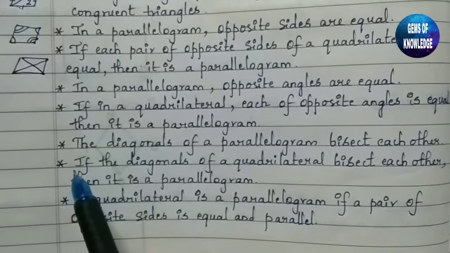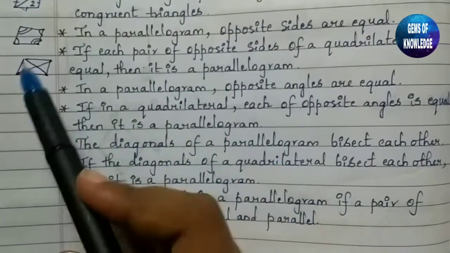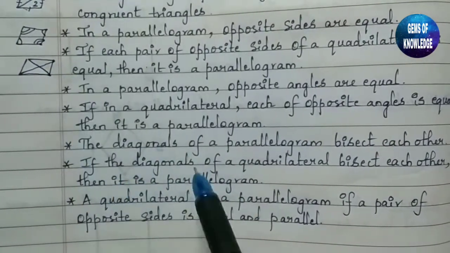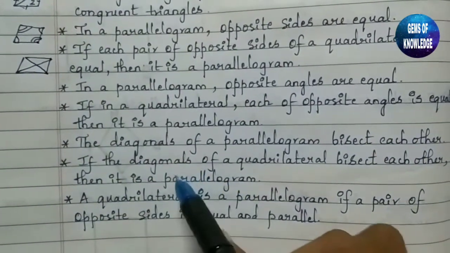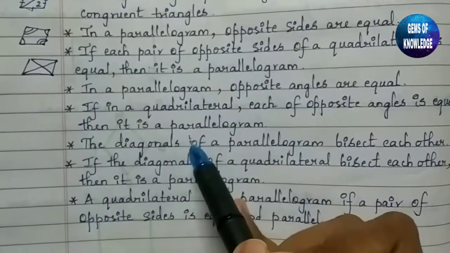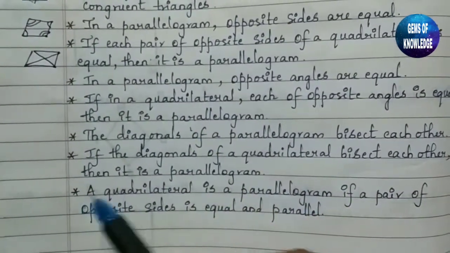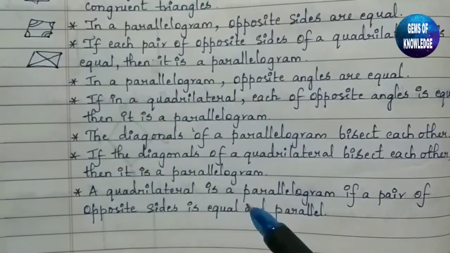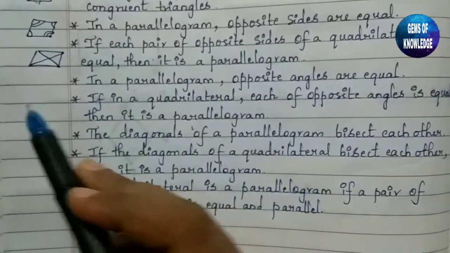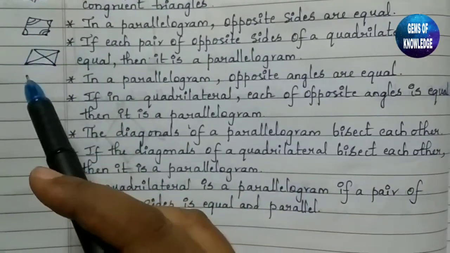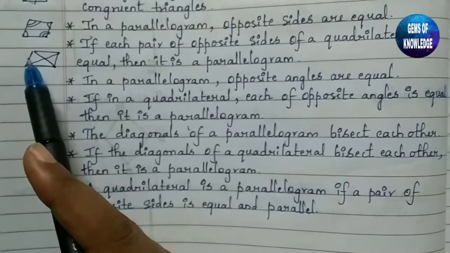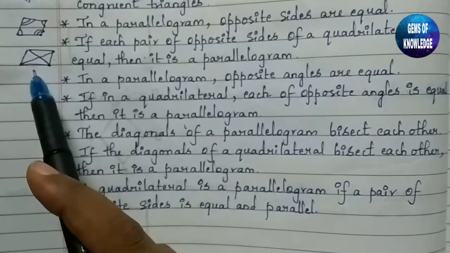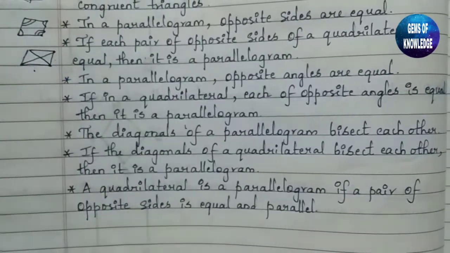Okay, so the next one is, if the diagonals of a quadrilateral bisect each other, then we can say that it is a parallelogram. This one is exactly the converse of the previous one. And the last one is, a quadrilateral is a parallelogram if a pair of opposite sides are equal and parallel. So this quadrilateral is a parallelogram if these two opposite sides are parallel to each other and also equal to each other.